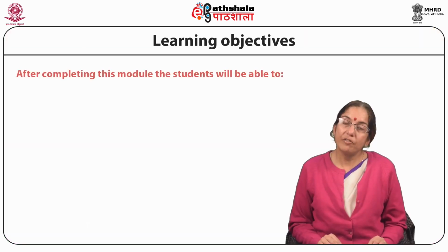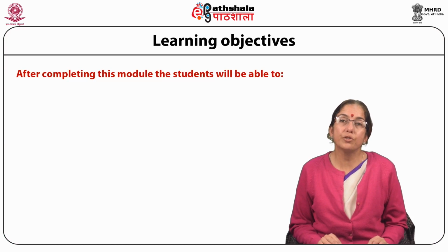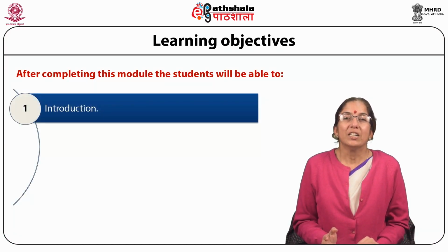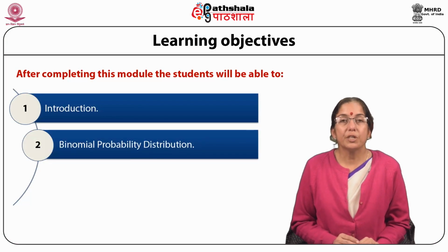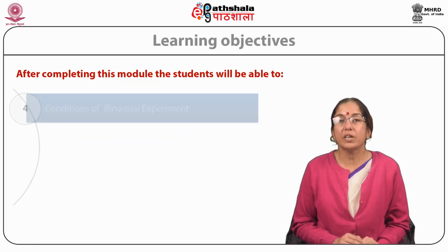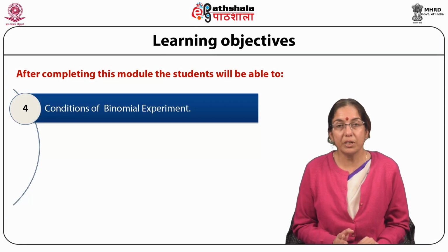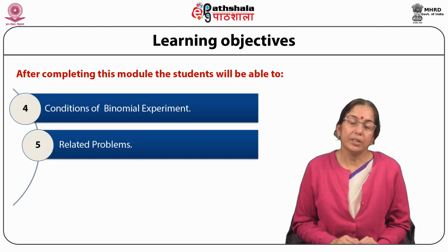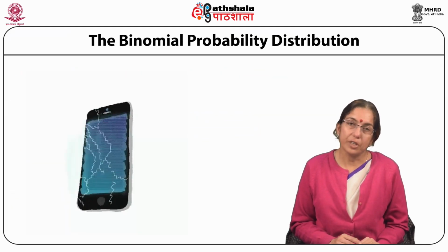Today we are going to talk on module Discrete Probability Distribution, Binomial Distribution under the paper Quantitative Techniques for Management Decisions. After completing this module, you should be able to understand introduction, binomial probability distribution, binomial experiments, conditions of a binomial experiment, then some related problems are also discussed, and in the end, summary. First of all, introduction.